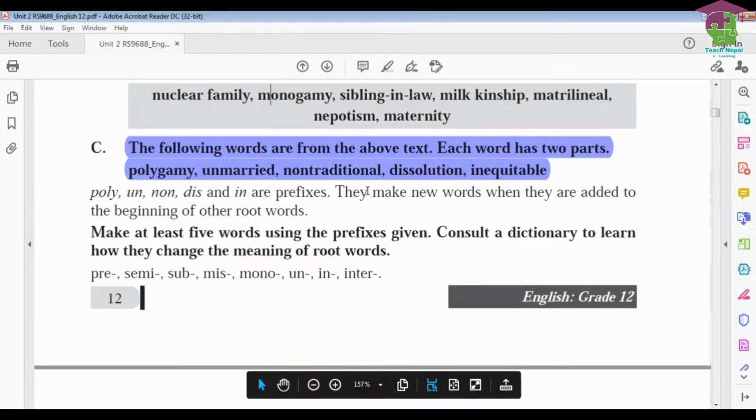These are the prefixes. If we add some morphemes before the words and we change the word or we form a new word, that process is what we call prefix. Suffix, after the word we add something, that's what we call suffix, right? They make new words when they are added to the beginning of the root words. So make at least 5 words using the prefixes given below. Consult a dictionary to learn how they change the meaning.